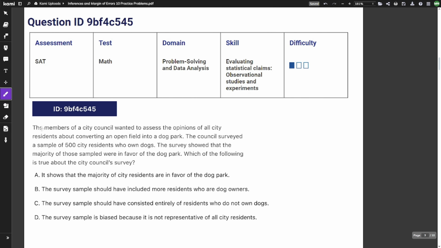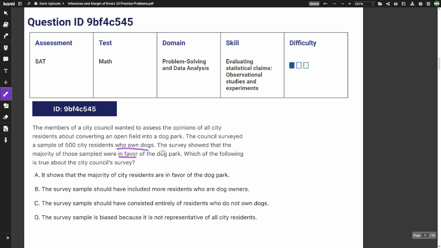Question number 3. The members of a city council wanted to assess the opinions of all city residents about converting an open field into a dog park. The council surveyed a sample of 500 city residents who own dogs. The survey showed that the majority of those sampled were in favor of the dog park. Which of the following is true about the city council survey?